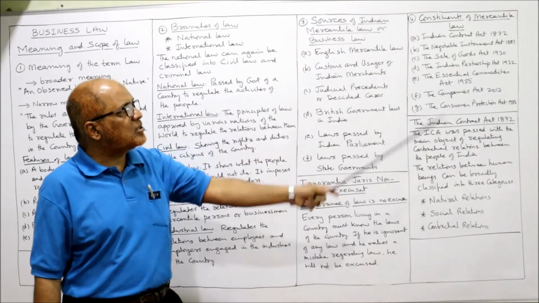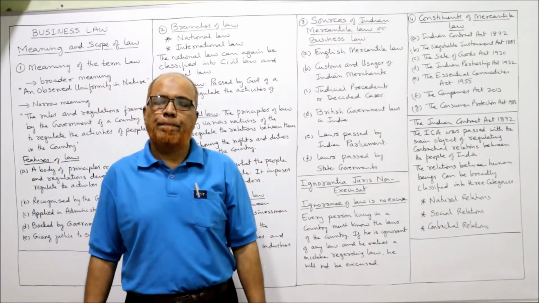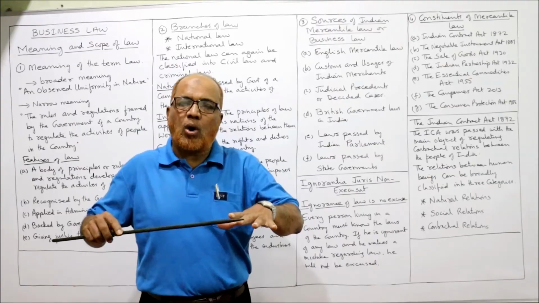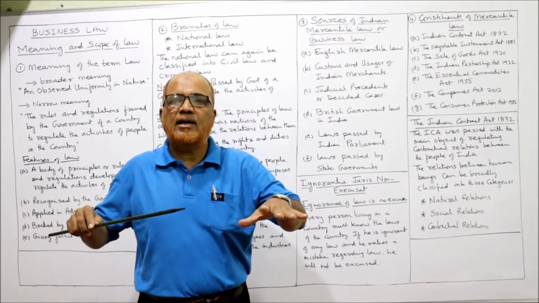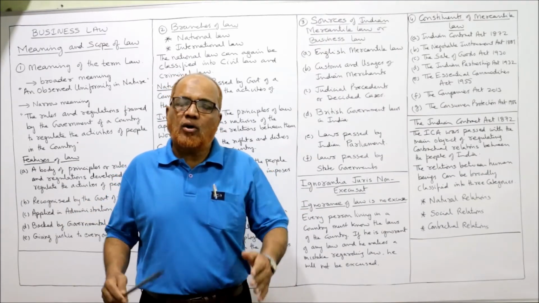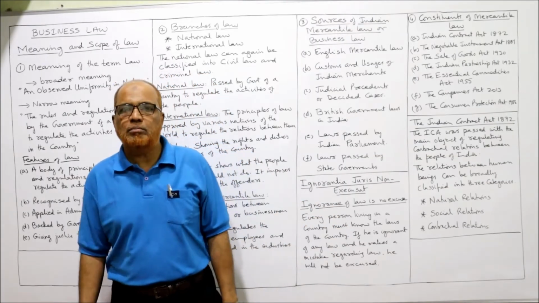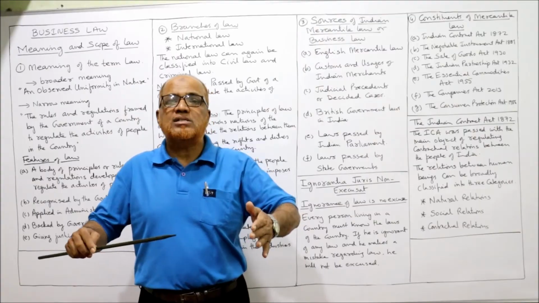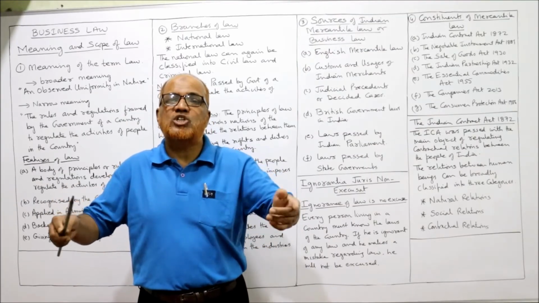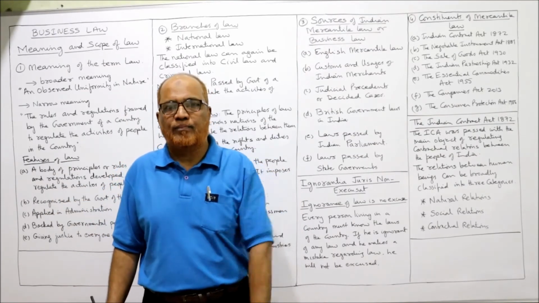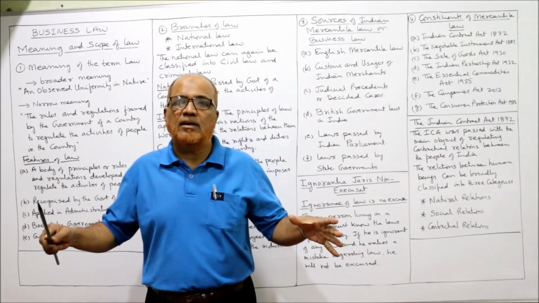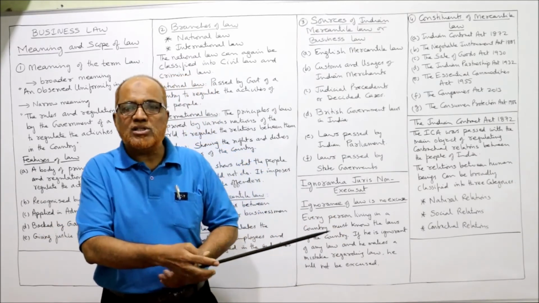Now, constituents of mercantile law. Mercantile law means all the laws relating to business. We can call it business law or we can call it mercantile law. Both mean the same. So what are the constituents? What are the laws which come under business law? So many laws are there. So what are the different constituents?